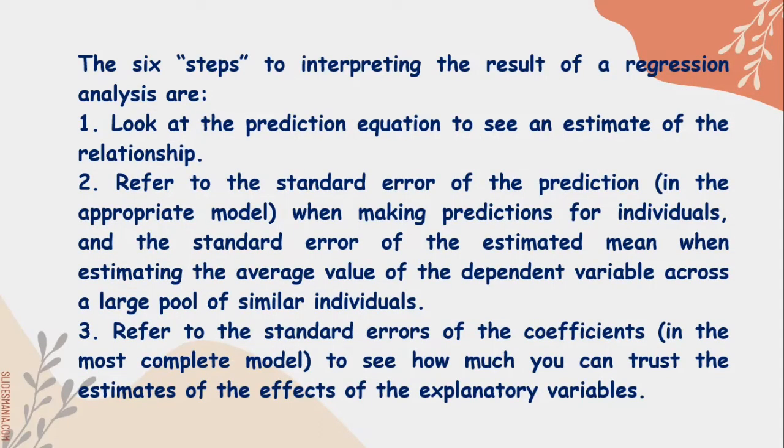The 6 steps to interpreting the result of a regression analysis are: first, look at the prediction equation to see an estimate of the relationship. Second, refer to the standard error of the prediction in the appropriate model when making predictions for individuals and the standard error of the estimated mean when estimating the average value of the dependent variable across a large pool of similar individuals. Third, refer to the standard errors of the coefficients in the most complete model to see how much you can trust the estimates of the effects of the explanatory variables.